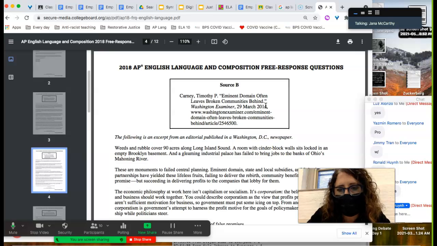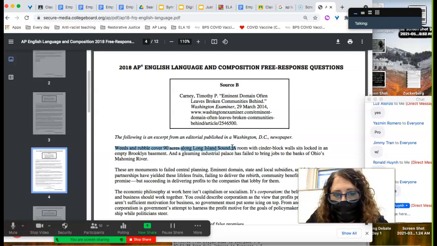It has failed to bring jobs. Someone else tell me one thing they were thinking of using from the first paragraph. Anything else? You could take anything. You could take this: weeds and rubble cover 90 acres along the Long Island Sound. What can I write about that?